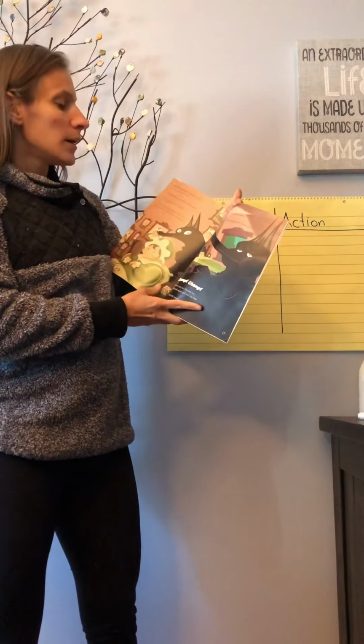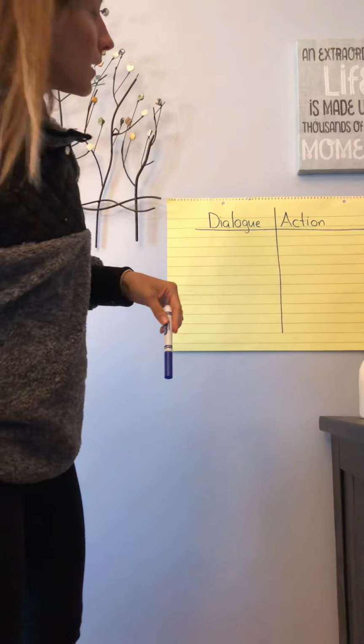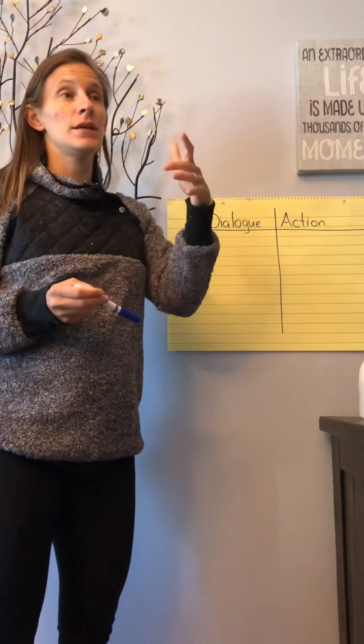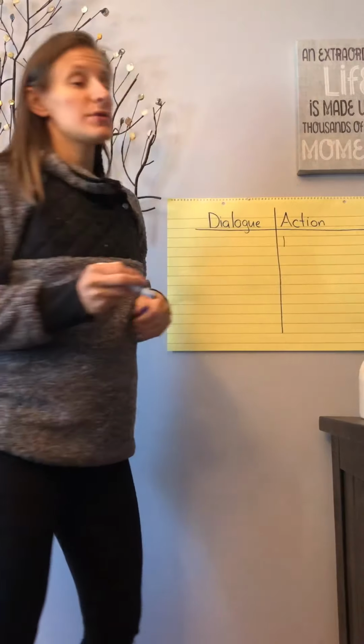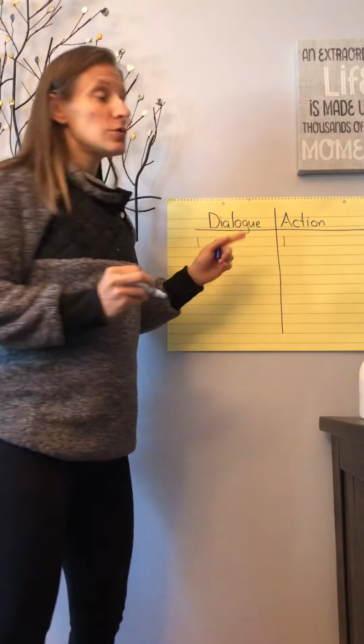So what I want you to do is make a T-chart like this that says dialogue and action for each of your stories today. And I want you to read through your stories, and every time you see a section that is action, I want you to put a tally mark here. And every time you see a sentence or a section that's dialogue, I want you to put a tally mark here. And do that for your whole story.